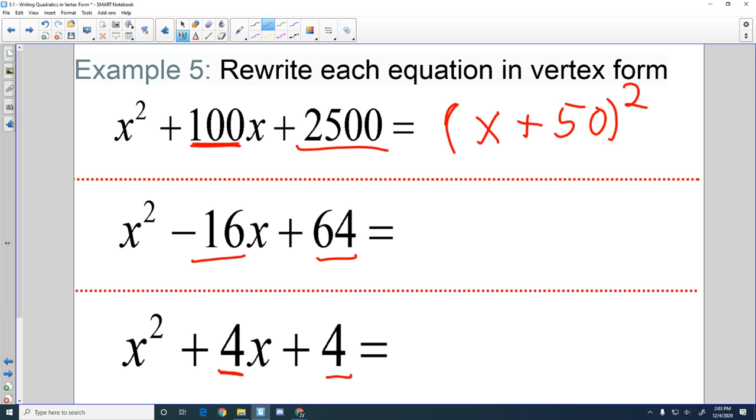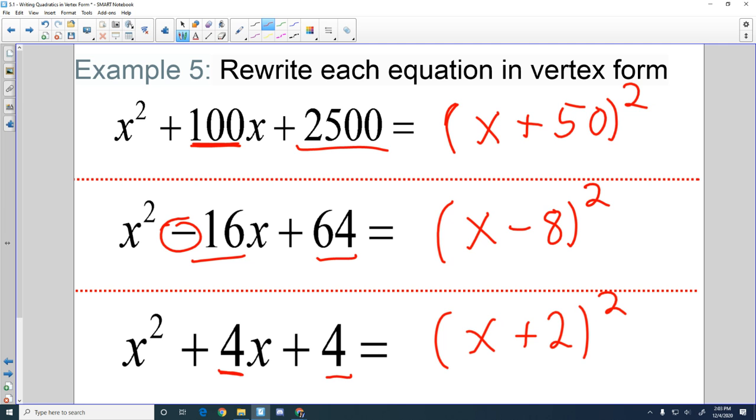I'll give you 10 more seconds. Because we've already confirmed that these are all perfect square trinomials, we should be able to write them very quickly and easily in vertex form. All right, what's the second one? x minus 8. So this is a little different, remember, because there's a minus sign in front of b, so that negative comes with it. And how about this last one?